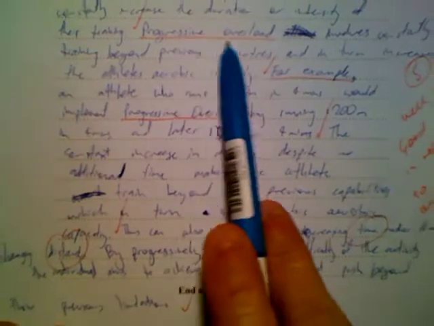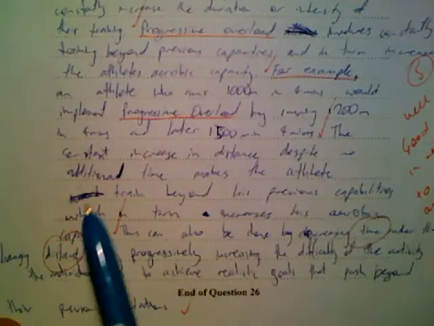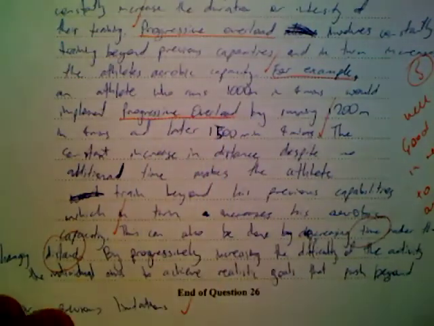We've gone through and said what progressive overload is. We've said how some of the variables could be changed throughout the answer. We've even given an example of some variables that could have been used. So overall it's a great response.